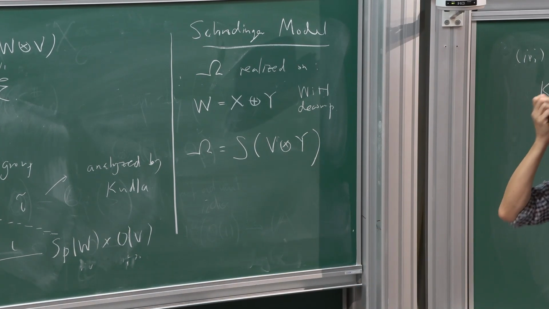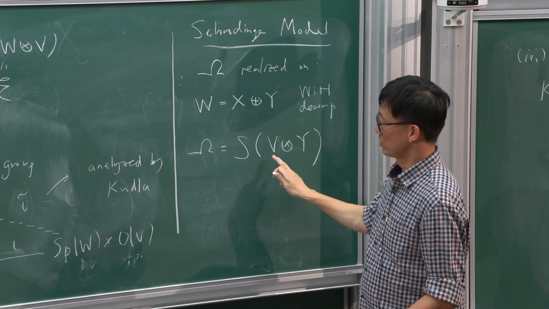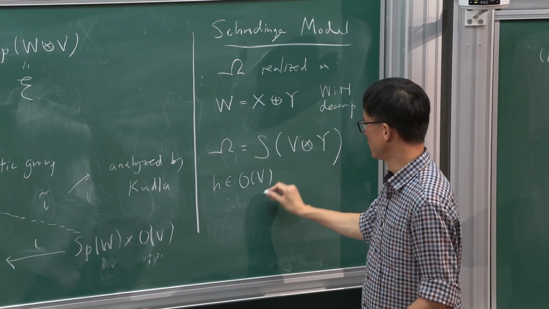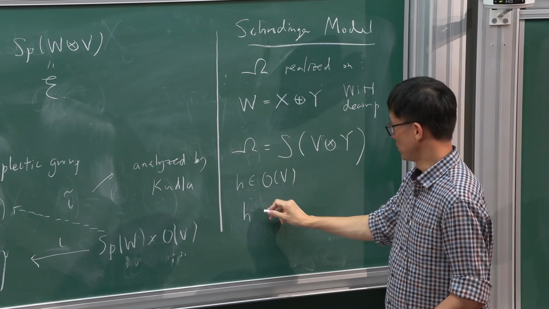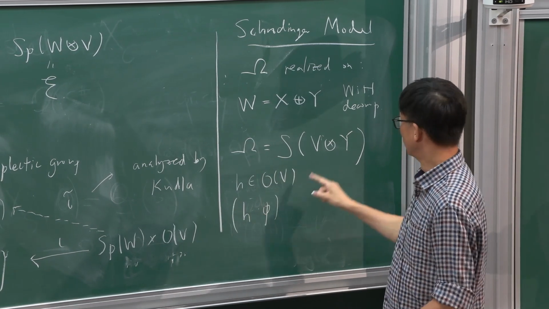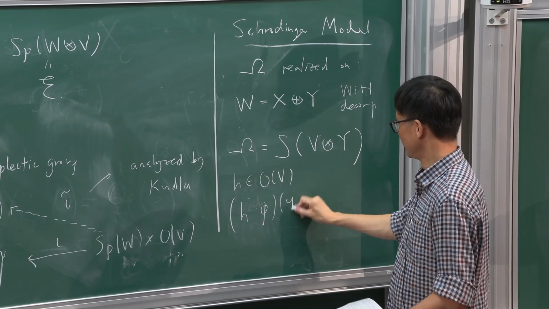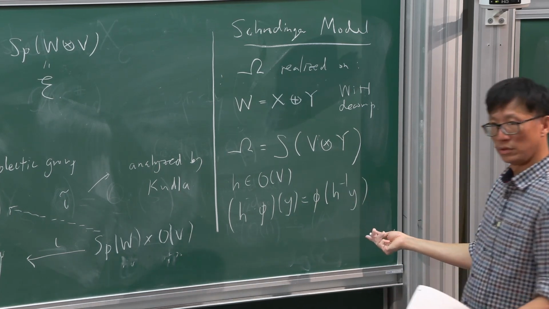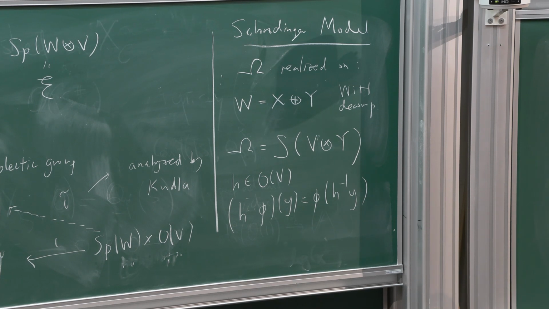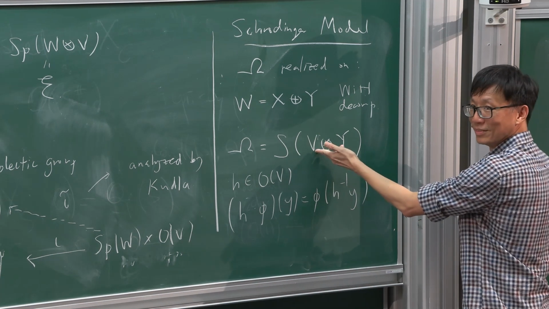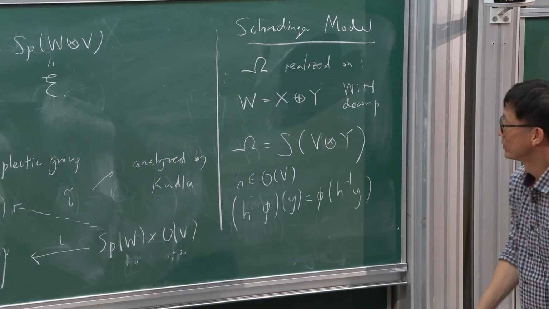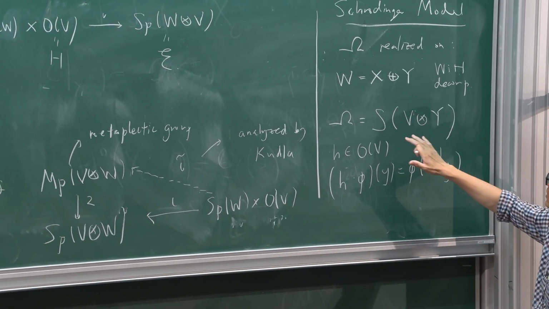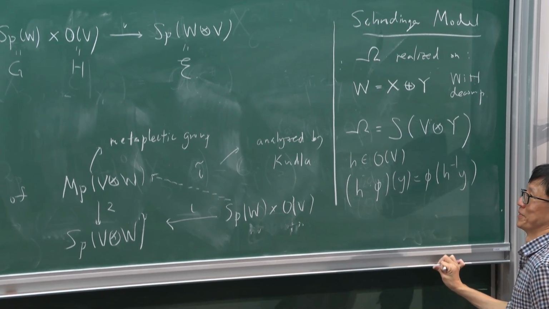Already you see, for example, it's very easy to describe the action of OV. If you have an element h in OV, you take a function phi in there, giving some variable to this, say y. It's just a very naive geometric action, because OV acts on this part. So maybe that's all I'll say. The point is, it's a very concrete model.